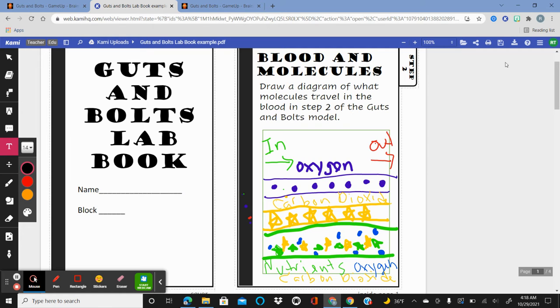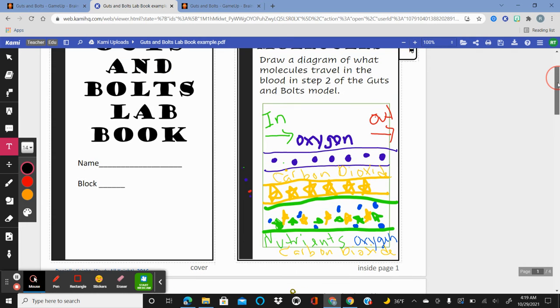In your diagram, you can see, you don't have to be an artist. I did this digitally, so it's even a little bit crazier. But all I've got is my in and my out. I've got oxygen and I've labeled it. I'm using color. I've got carbon dioxide in and out, and nutrients, oxygen, and carbon dioxide in and out. That's a pretty straightforward step 2. Does yours have to look like that? No, I'm sure yours will look better. But that's the idea. You're labeling and showing the molecules and how they're moving, what goes in and what comes out. Because step 2 is pretty straightforward, right?